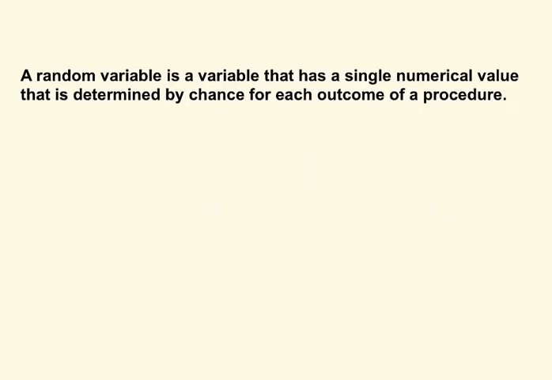A random variable is a variable that has a single numerical value that is determined by chance for each outcome of a procedure. So when we talk about a random variable, when we're describing it or writing it down, we write x. We use x to represent our random variable.